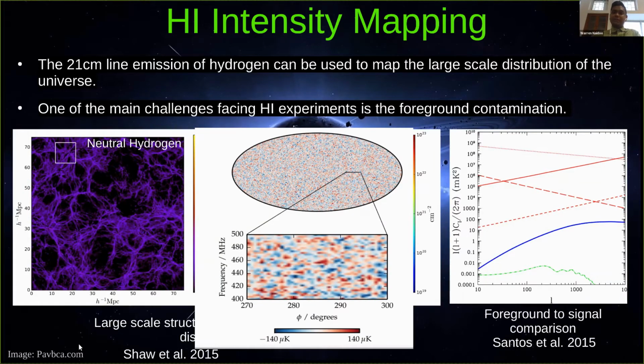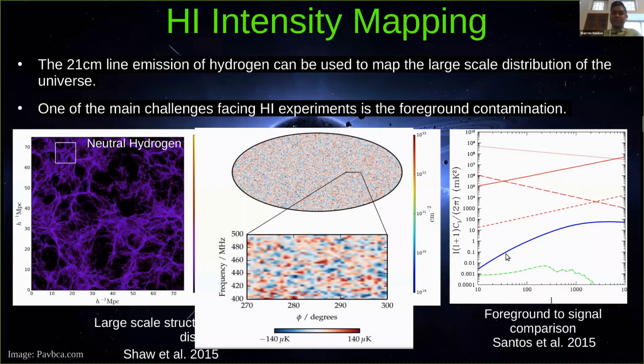But one of the challenges facing these H1 experiments is that the foregrounds, mainly the galactic foregrounds, but also extragalactic point sources, are higher in amplitude, or much brighter, than the cosmological 21 centimeter signal. We can see that in this plot on the right. The blue curve shows the signal of the 21 centimeter, and the red is different components of the foreground. So we can see that the foregrounds are much brighter than the cosmological signal.